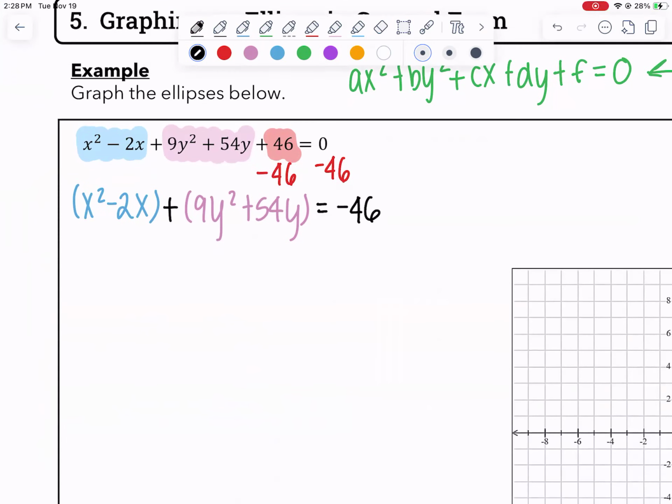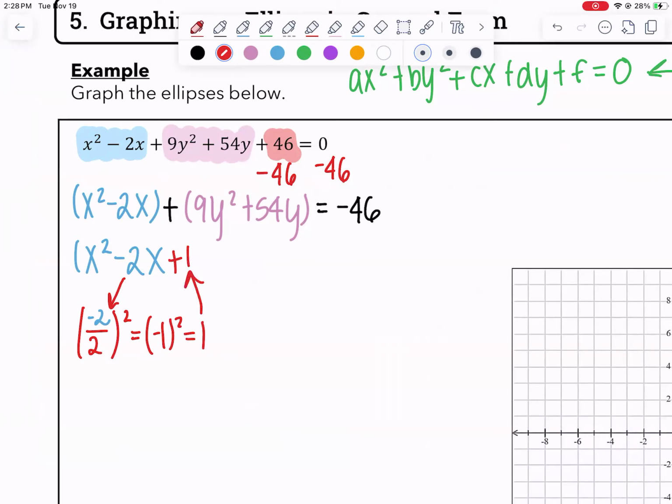I'm going to complete the square now. So we have x squared minus 2x. I'm taking negative 2, that coefficient on the x, dividing it in half and squaring it. Negative 2 divided by 2 is negative 1. Negative 1 squared is 1. So it'll be plus 1 here.